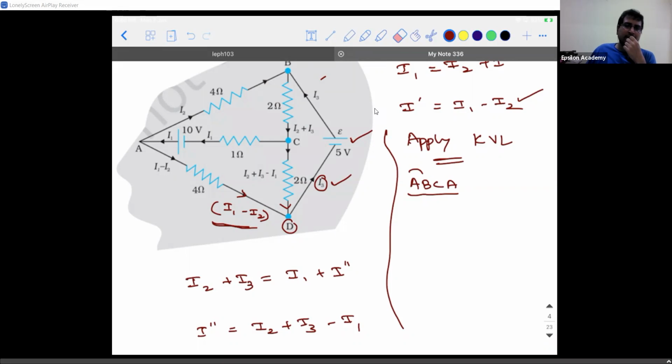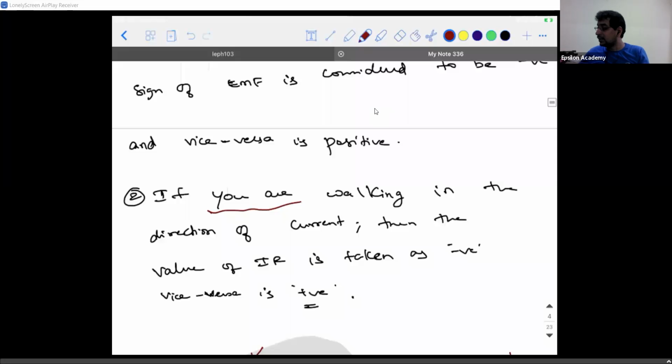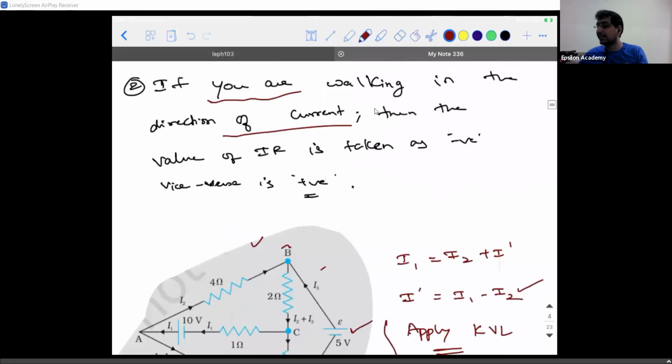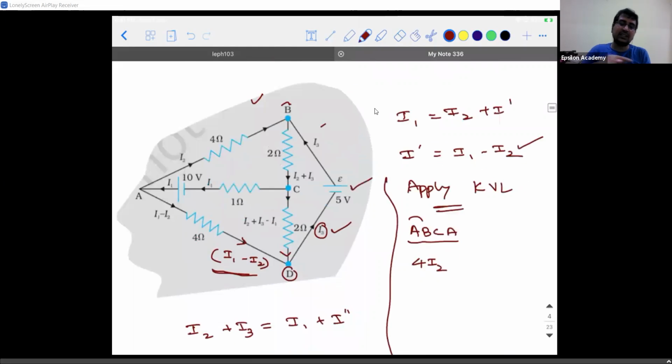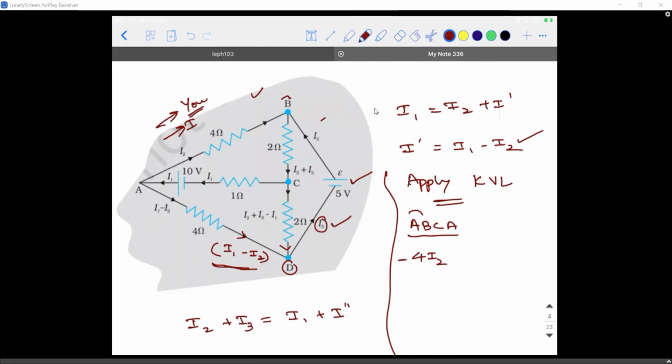So across that one device, there will be a potential drop of how much value? There will be a potential drop of 4 into I2, because I2 is the current across the resistor of 4 ohm. So 4 I2 is the potential drop. Is it going to be positive or negative according to the sign convention that I gave you? If you are walking in the direction of current, then the value of IR is taken as negative. So A to B is the direction of current, and this is the direction in which you are walking. So 4 I2 is going to be negative. Minus, sir. Right. So A to B is over.